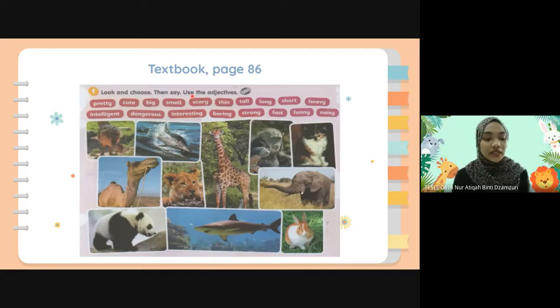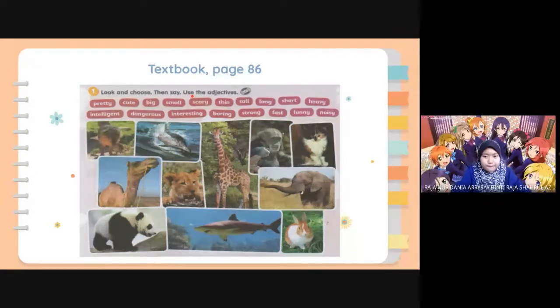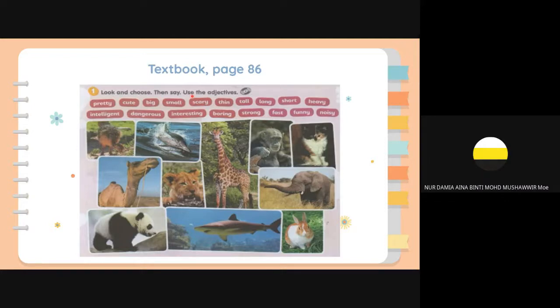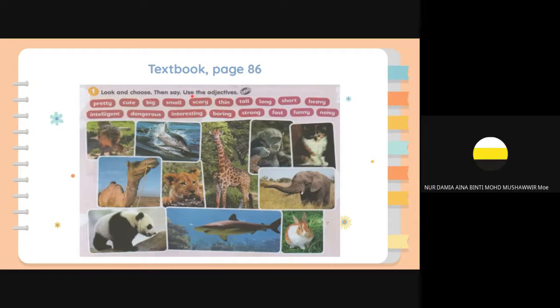Okay, now look at the box. Look at the red box. Okay, number one. Pretty. Repeat after me, okay? Pretty. Very good. Cute. Big. Yang lain mana? Others? Small. Scary. Tall. Long.